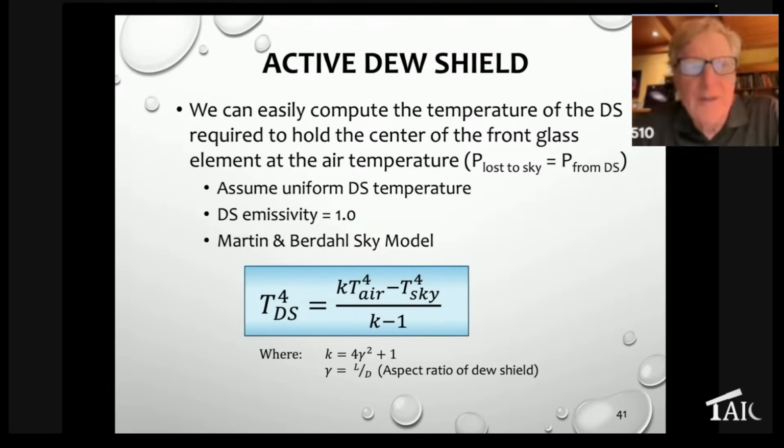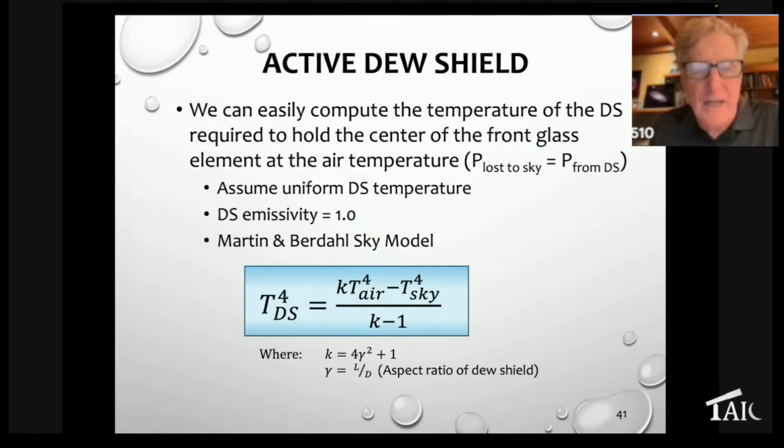Well, then the question is how hot do we need to run the dew shield? Well, we can easily compute this. We have to make a couple of little assumptions, but the goal is to simply calculate at what point does power lost to the sky equal power gained from the dew shield. If we assume a uniform dew shield, we assume the dew shield emissivity is 1. And we have to do that for mathematical convenience. It gets complicated if it's 0.9. So this won't be the perfect answer, but it'll be close. And we're going to assume the Martin and Berdahl sky model. And it turns out the expression that we get looks like this.